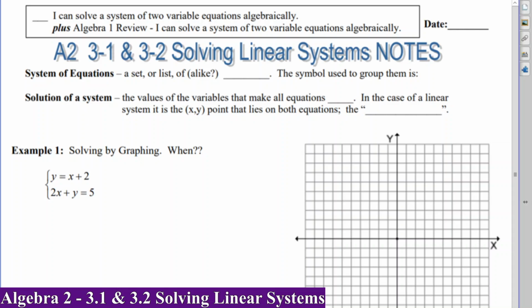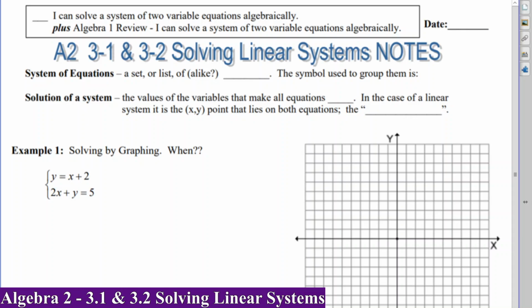All right, so 3-1 and 3-2. Okay, we're going to start by just looking at how we can solve systems of linear equations here. This is a review from Algebra 1, so a lot of this should be familiar, but we need to make sure that we can solve these very, very well. Okay, so let's review real quick here.